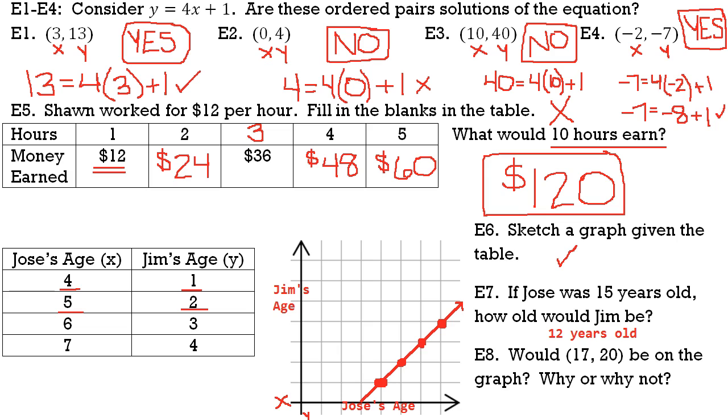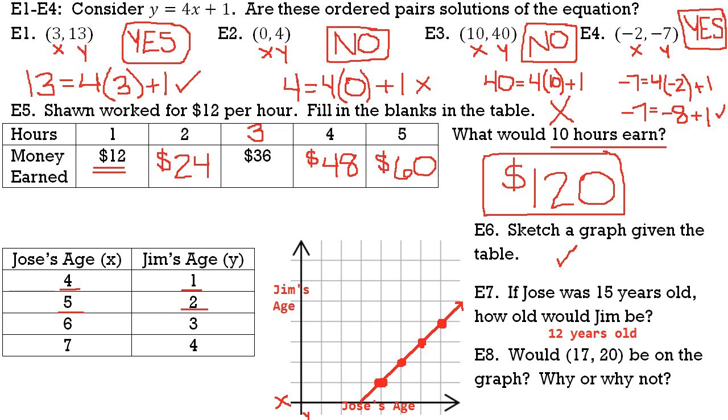All right, example number 8. Would (17, 20) be on the graph? Why or why not? Now, if we actually extended that line all the way up to where you got to (17, 20), you'd be way out in outer space. That wouldn't really help us very much. So we're going to have to make an interpretation based on what we see here.